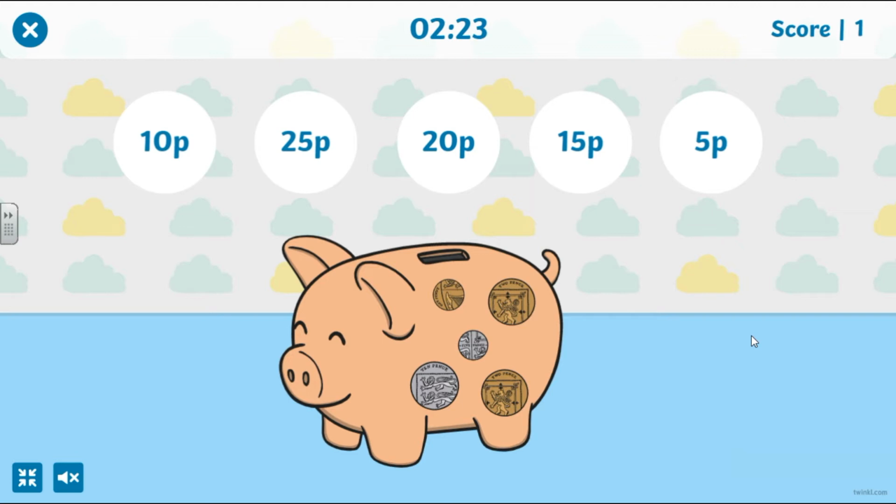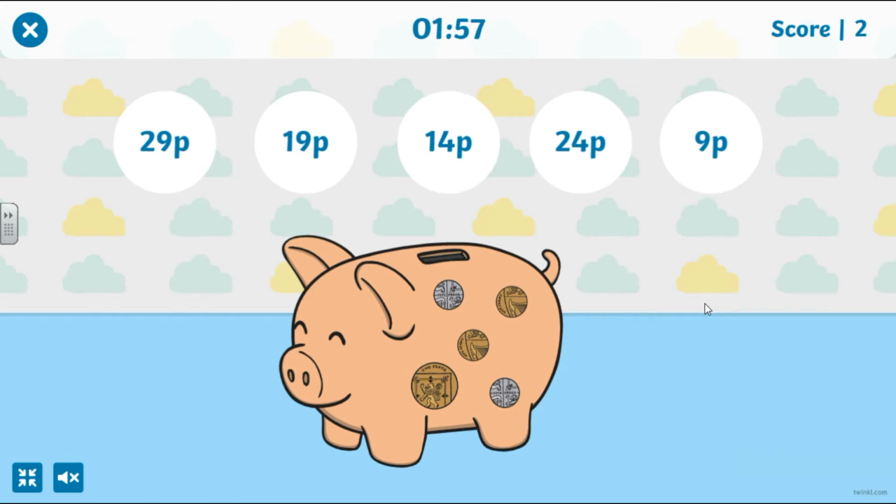Then this one, I'm going to start by adding my 10 and my 5, and that gives me 15. Then I'm going to add my 2 2p's. 2 add 2 is 4. Then I'm going to add my 1. 4p add 1p is 5p. 15 add 5 gives you 20 pence. So we've got 20 pence altogether there.